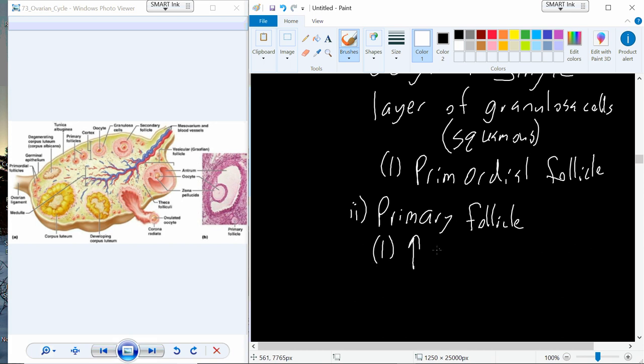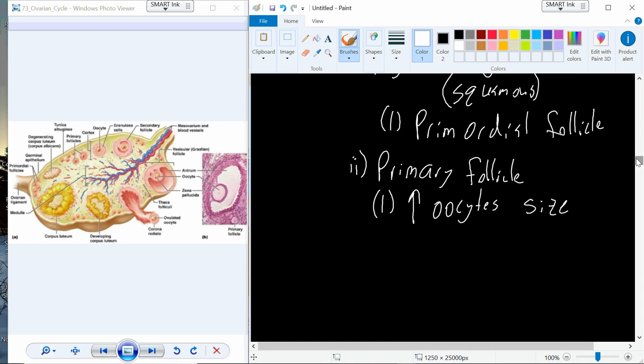We observe an increase in the size of the oocytes. So oocyte size increases, and we move from a single layer of granulosa cells to now increasing the number of granulosa cells into multiple layers. We also have a shift that happens in these cells' morphology. So they were squamous cells above, and as they increase in number, they also transition to become cuboidal in shape.